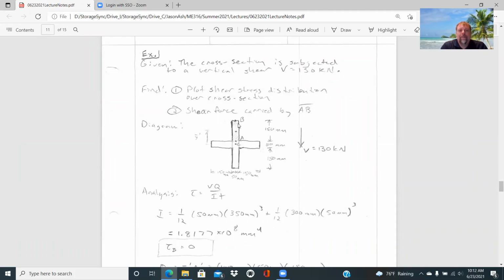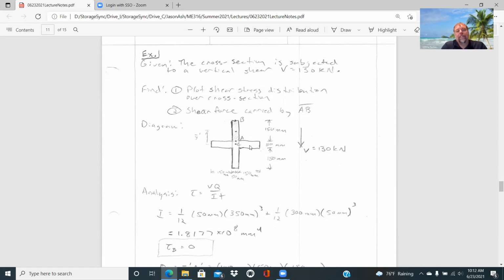One thing that we know is that it's somewhat parabolic if it were just a solid rectangle. With it being wider here, that's going to reduce the transverse shear stress component, so that's going to drop off. But the other thing we'll notice is that it's going to be symmetric about that neutral axis.